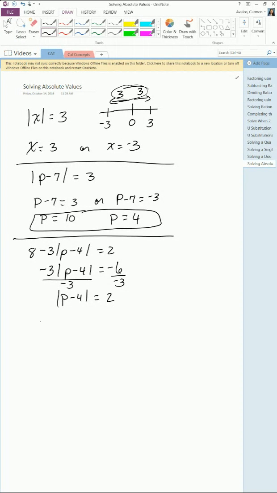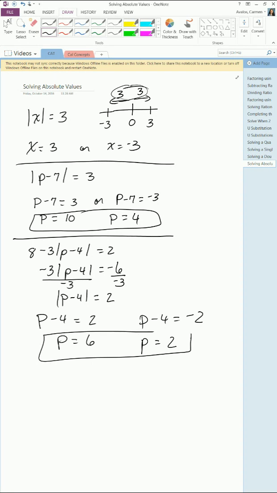So in order to get rid of it, we say p minus 4 is equal to 2, p minus 4 is equal to negative 2, p is equal to 6, p is equal to 2. And so that is your answer for that problem.